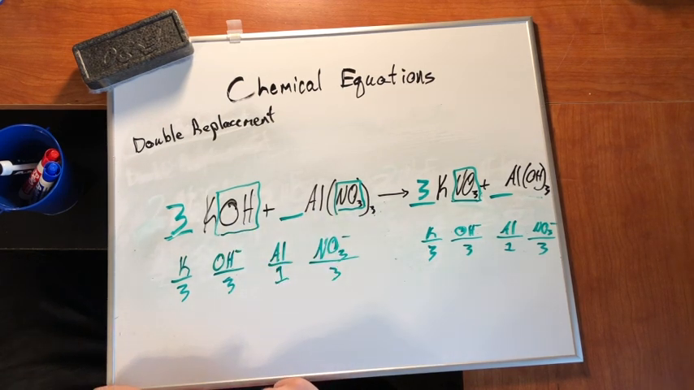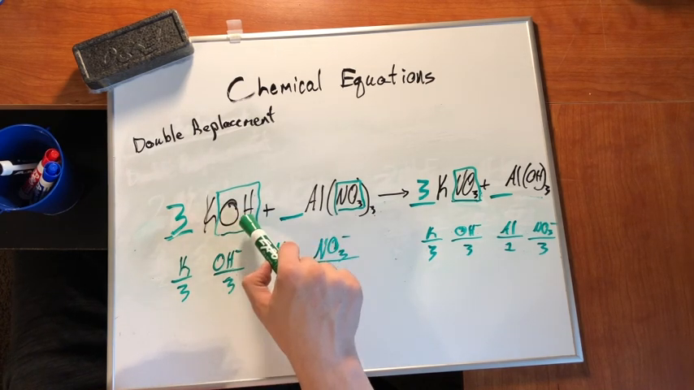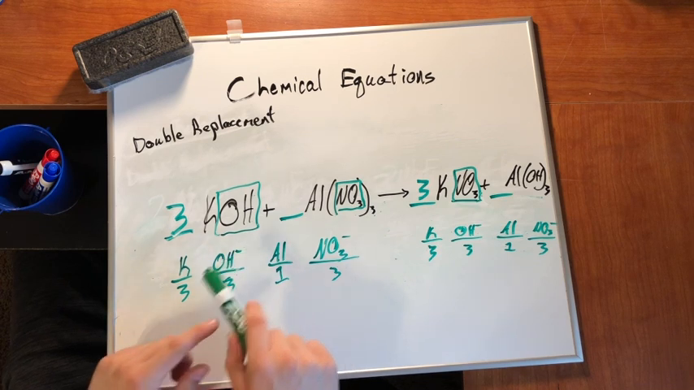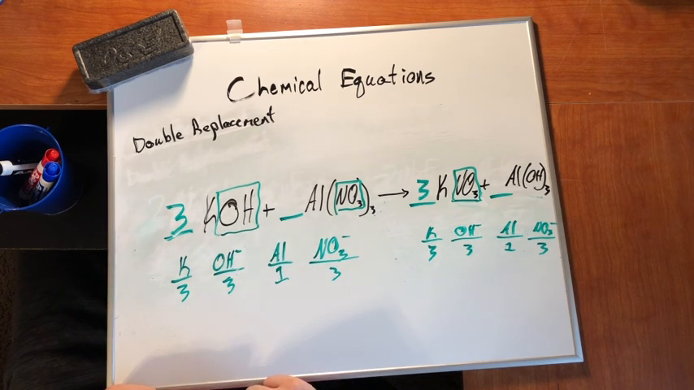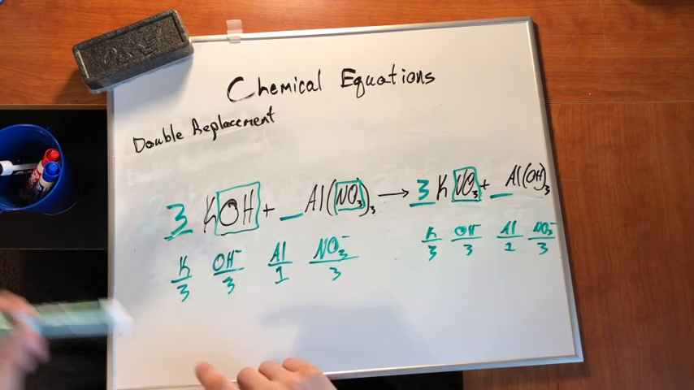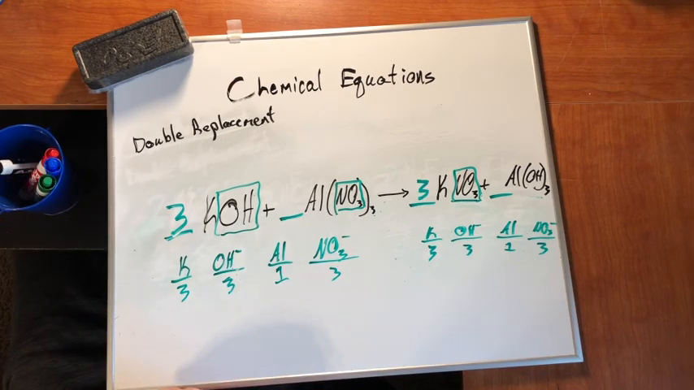So I recommend that when we're trying to balance anything with a polyatomic ion, make sure that you treat the polyatomic ion as one unit instead of splitting it up. That will make things a lot easier and a lot more straightforward when you're balancing these reactions.